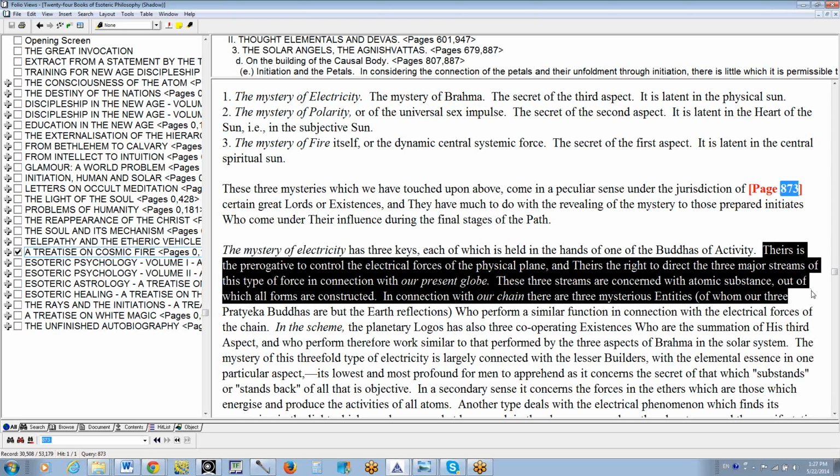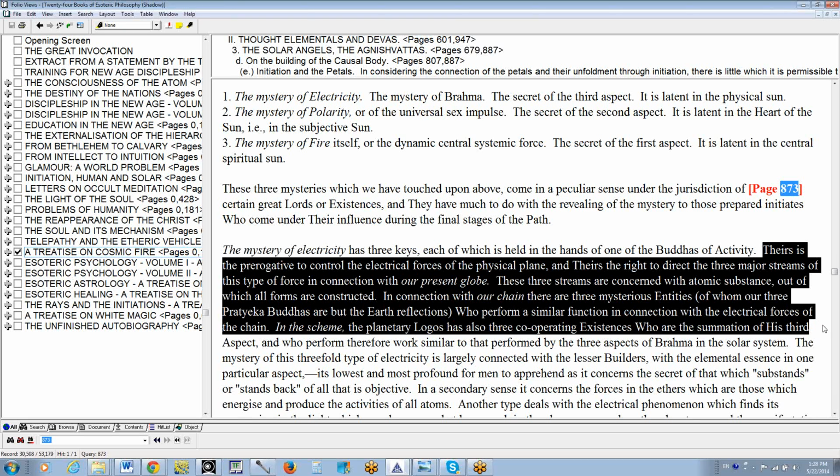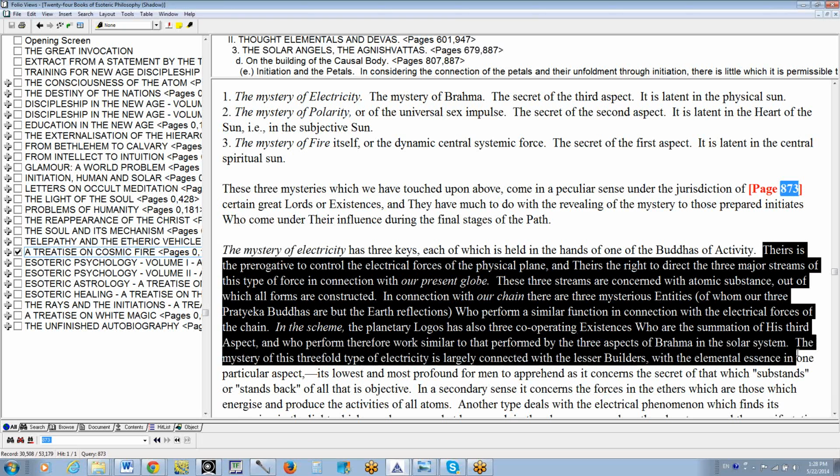Very advanced work. In connection with our chain, there are three mysterious entities, of whom our three Pratyeka Buddhas, Buddhas of activity, are but earth reflections. And there's the emanation idea, earthly reflections, who perform a similar function in connection with the electrical forces of the chain. In the scheme, the planetary logos also has three cooperating existences. So, mysterious entities and cooperating existences who are the summation of his third aspect, and who perform, therefore, work similar to that performed by the three aspects of Brahma in the solar system.